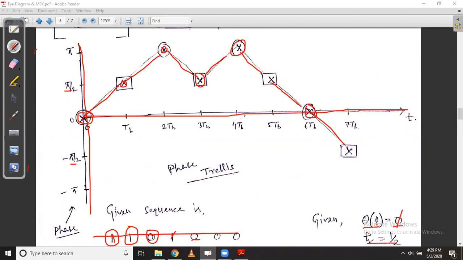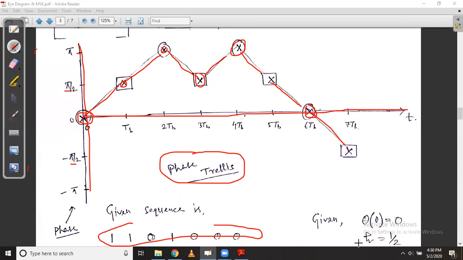So this is known as the phase trellis, or kind of phasor diagram. In circuit theory you have seen something called a phasor diagram, so it's kind of that thing. So it is named the phase trellis. Important term, phase trellis. In the exam, the given things will be some sequence and two conditions. You just add plus pi by 2, minus pi by 2. Plus pi by 2 whenever 1 is there, bit. In the given sequence, whenever 1 is present, that means plus pi by 2, whenever 0 is there, minus pi by 2, from the previous one. So, this way you have to do it.